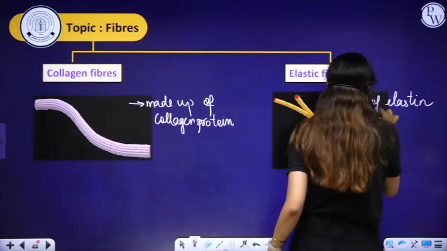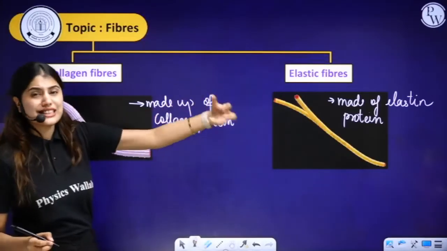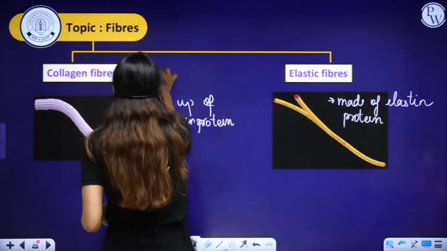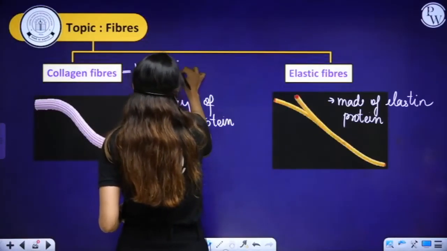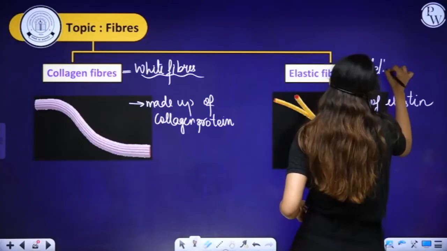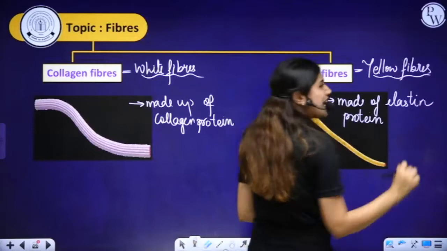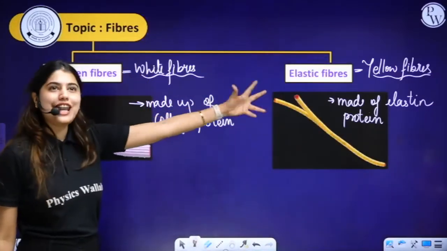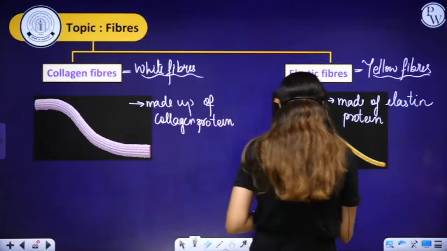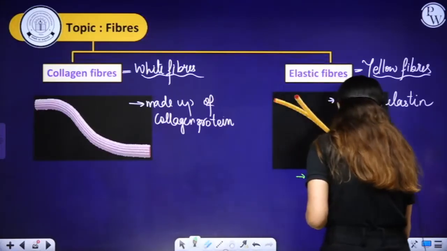Now from the image itself, you could see that collagen is somewhat white in color and elastic is somewhat yellow in color. Hence another name for collagen fibers is white fibers, and another name for elastic fibers is yellow fibers. Now, what function are these fibers performing? The name itself, elastic, shows that it will be providing elasticity, providing flexibility. So I can say it provides flexibility, provides elasticity.